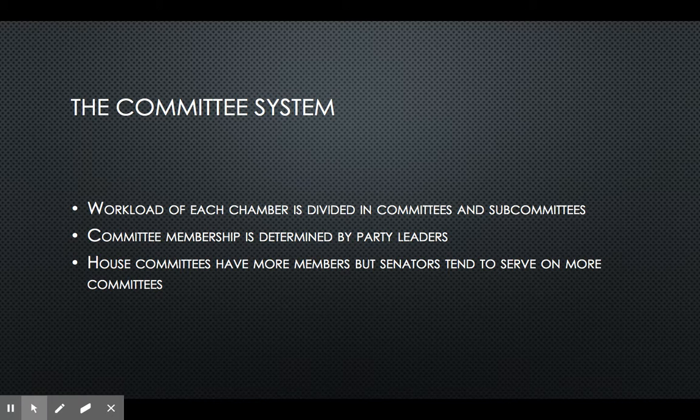Committee membership is determined by party leaders. However, every member of Congress is going to be assigned to at least one standing committee. House committees have more members, but senators tend to serve on more committees. And this just goes back to the size of each chamber.